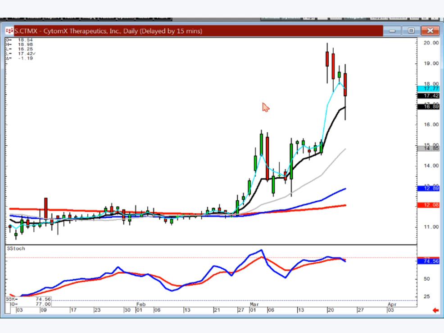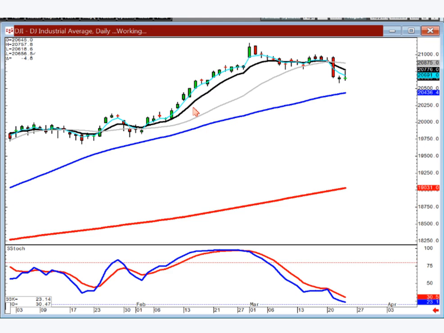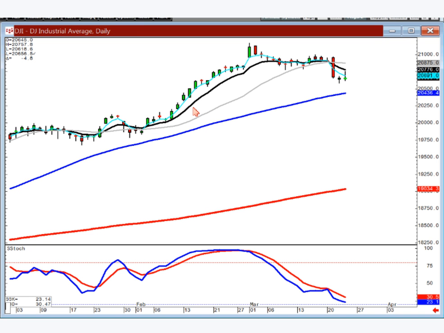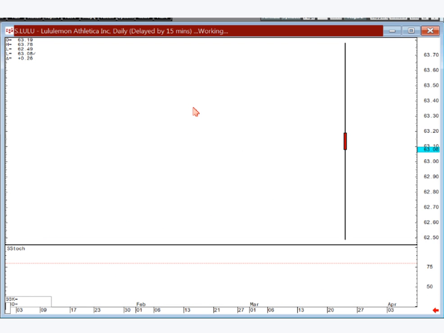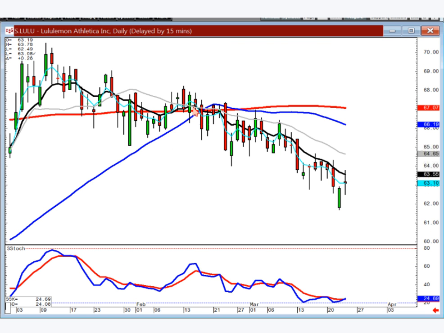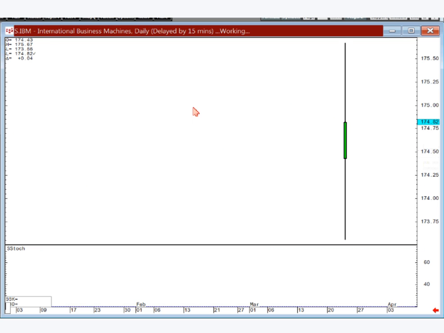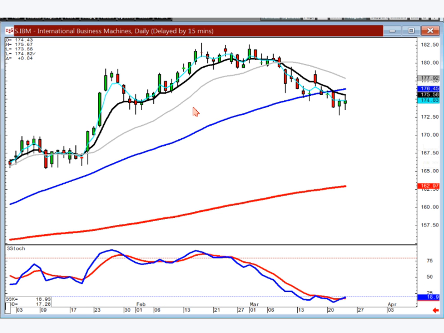Don't do anything until the vote. Yeah, right now that's what the market's kind of telling us, is that really is just kind of wait and see. Lulu stays short until you see a confirmed buy signal, which you haven't seen yet. IBM stays short. Also use the T line as your stop.